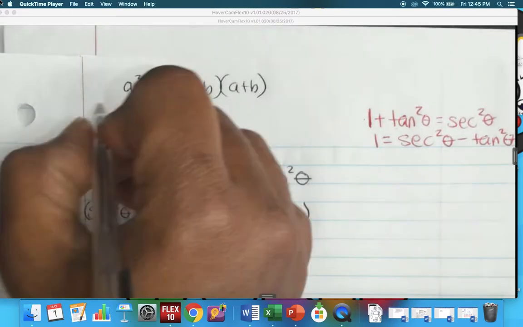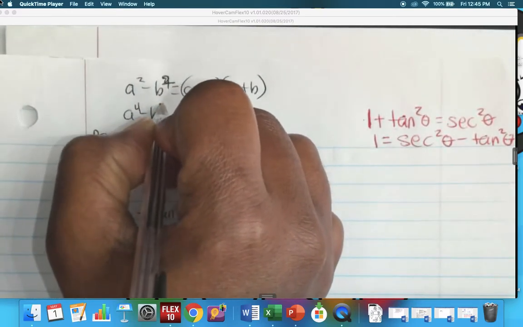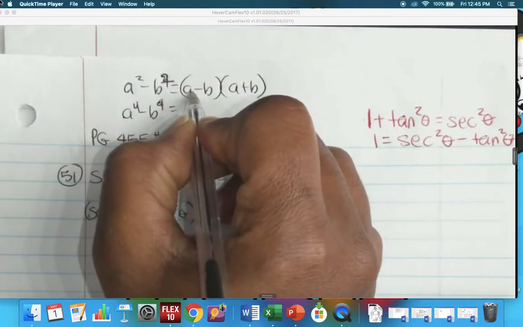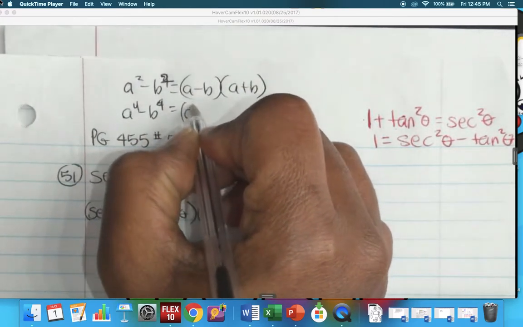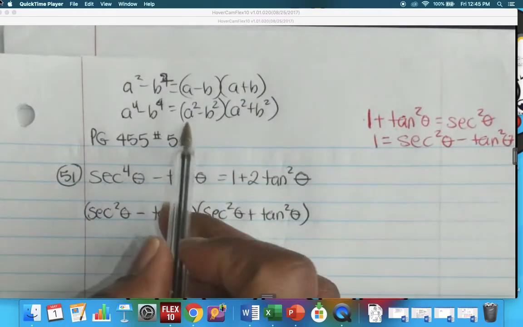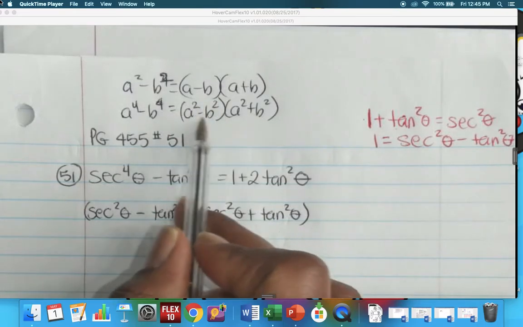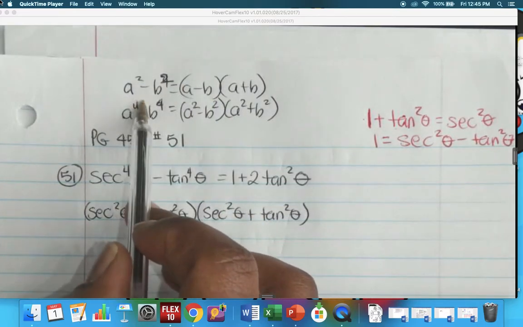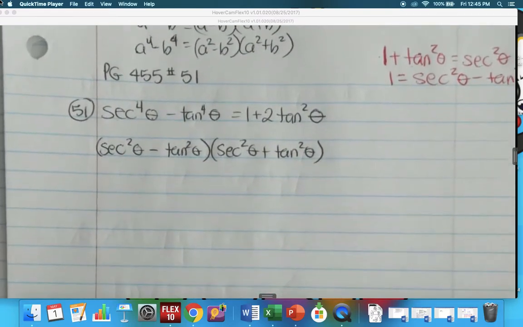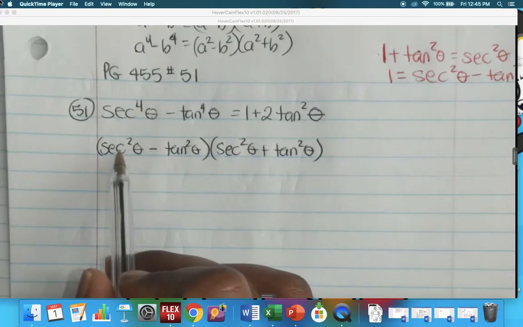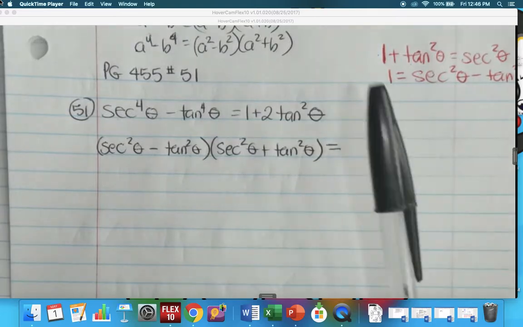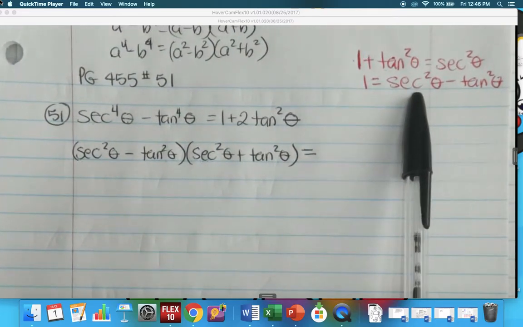But when I have it to the fourth power, I'm thinking of that fourth power as A squared to the second power. So instead of A minus B, it's going to be A squared minus B squared and A squared plus B squared. So difference of squares, we could break this down even more, but difference of squares actually works for any even power. As long as they're even powers, we're good to go. So I have secant squared minus tan squared and secant squared plus tan squared.